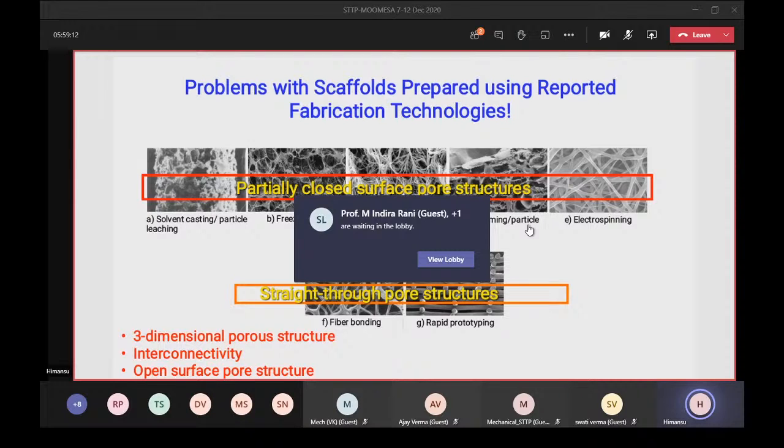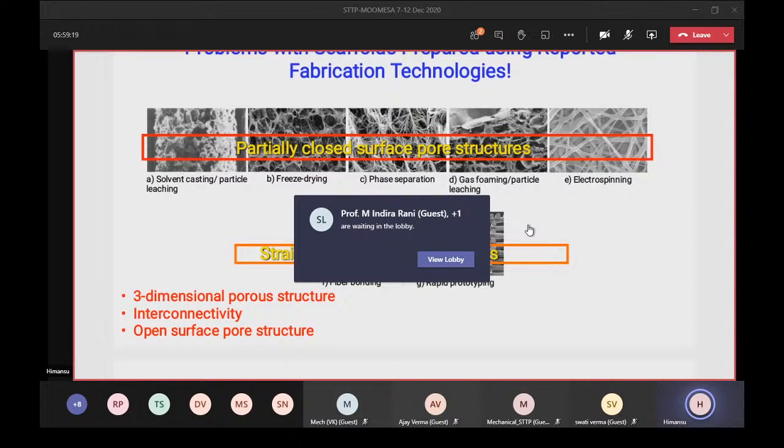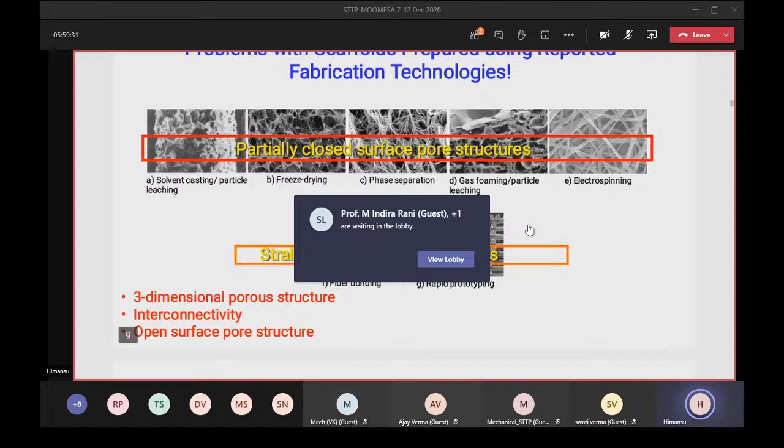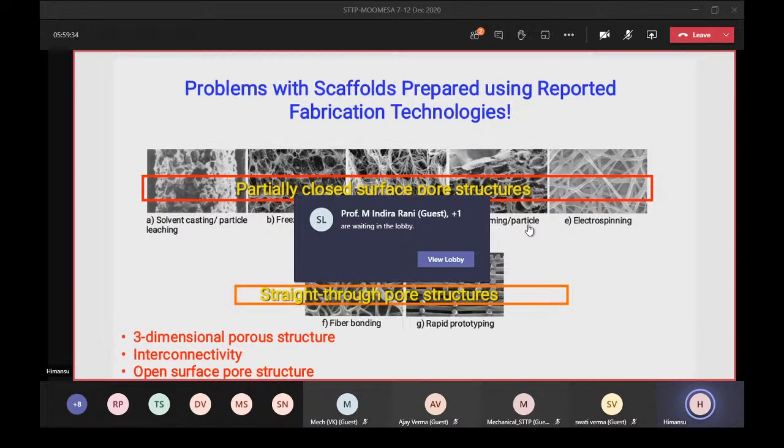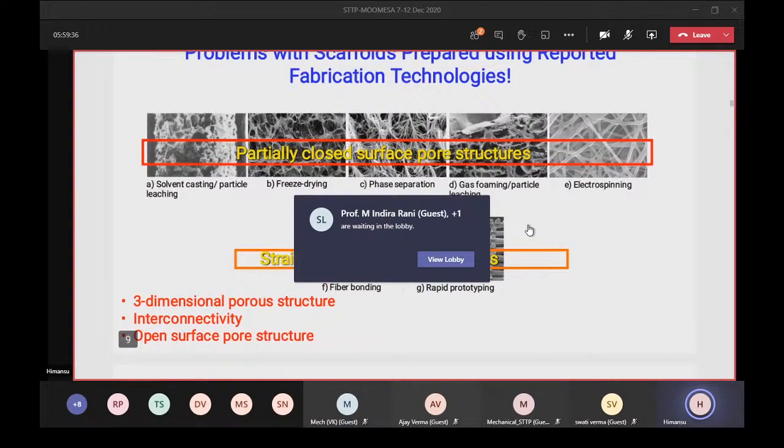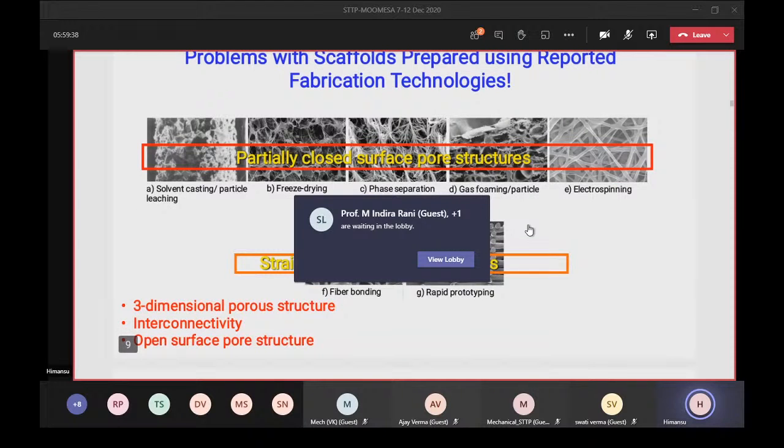If you see the advanced technologies like rapid prototyping and fiber bonding, those approaches can create a kind of scaffold where you can directly seed the cells, and the seeded cells can directly fall down. That means the cells will not be seeded over the substrate. So this is the big problem. In order to eradicate those technological limitations, we need to devise a technology which can solve all these problems. This is very important here.